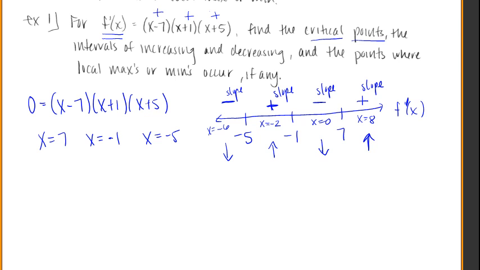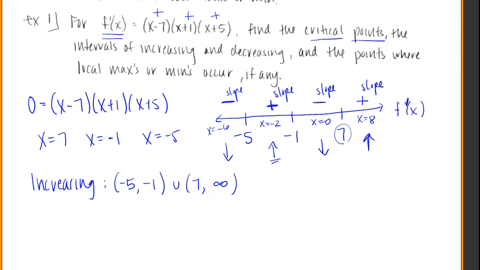Okay, so to answer the question, the intervals of increasing. We're looking for all those positives up there because obviously that's where the graph is going up. Well, it starts increasing from -5 and then stops at -1, and then it goes back to increasing at 7, and then since that's our last potential critical point right there, it's going to go off to infinity.